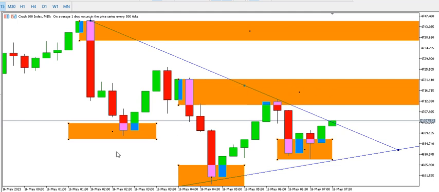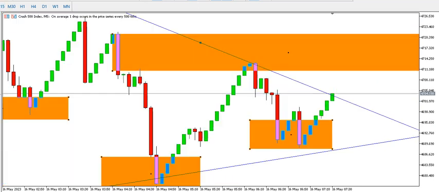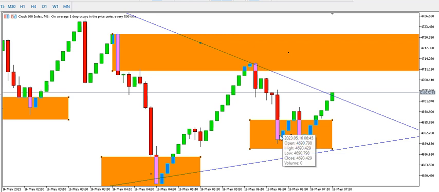All right, let's look at the 5 minutes time frame. It's bullish, it's buying, it's ranging currently on the 5 minutes time frame. But you can see the trend line on the 30 minutes or the 1 hour time frame is currently being broken. So you might consider buying Crash 500 Index on the 5 minutes time frame.